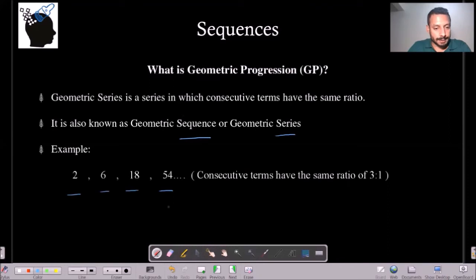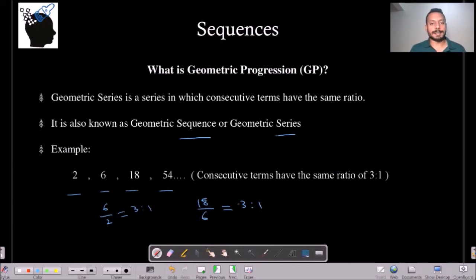What do we mean by this? So if you take 6 and divide it by 2, you get the ratio as 3:1. You take 18 and divide it by 6. Again, you get the ratio as 3:1. So the consecutive terms have the same common ratio.